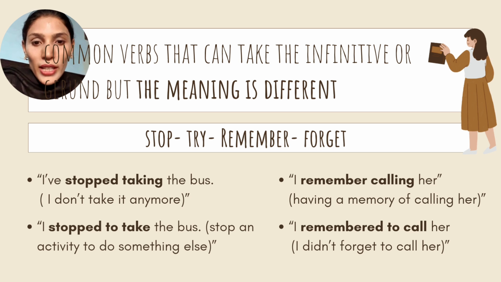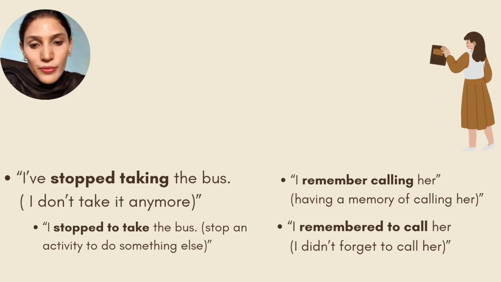I remember calling her, having a memory of calling her. I remember to call her. I didn't forget to call her. So these are some verbs that can take the infinitive or gerund, but the meaning is very different.